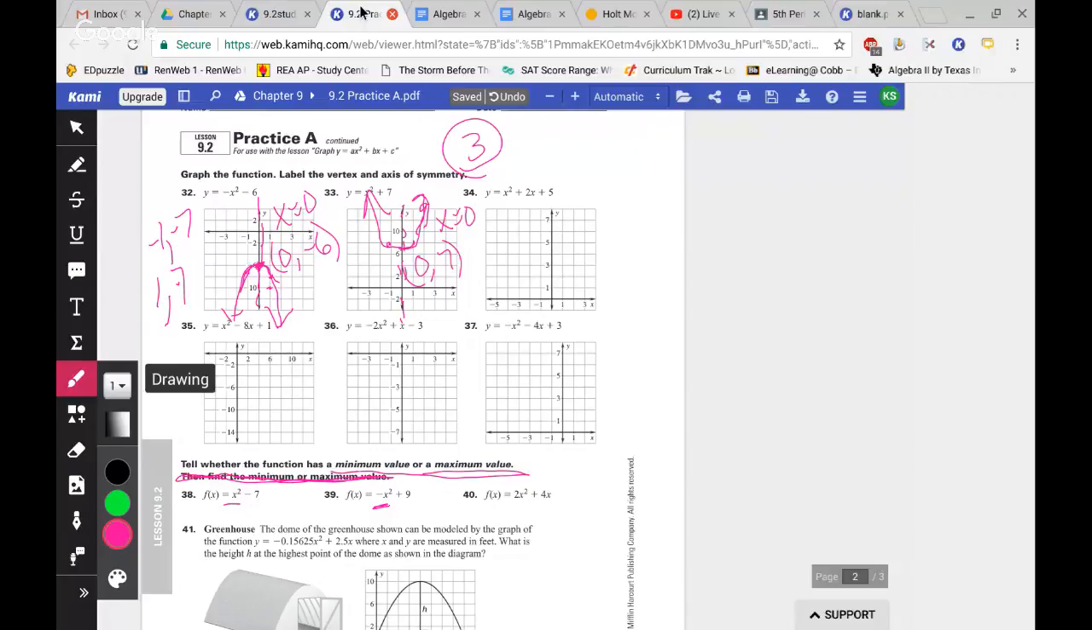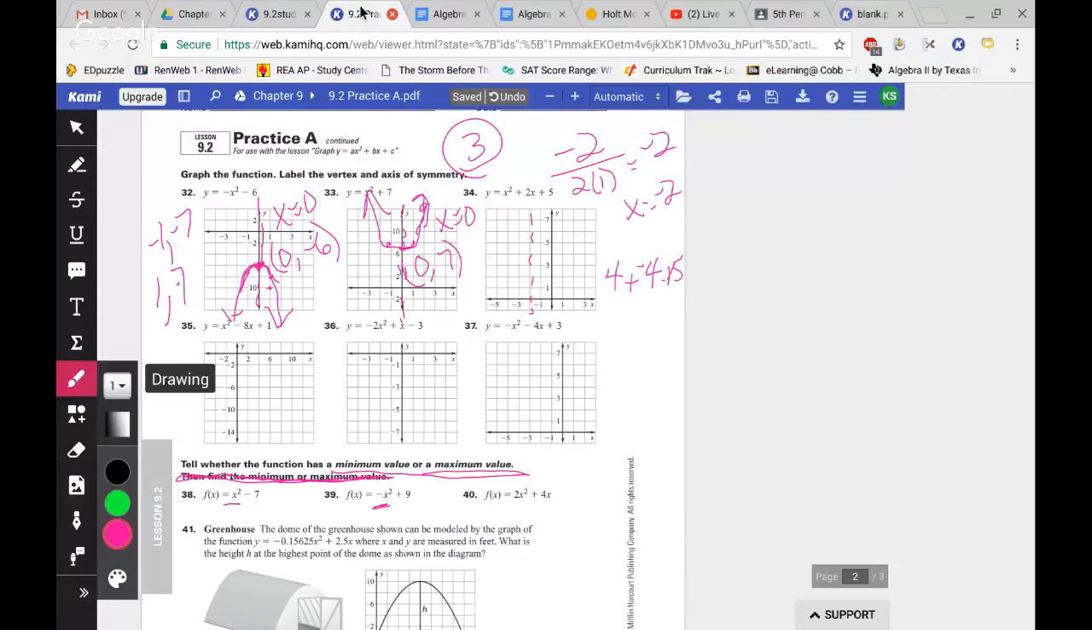My axis of symmetry here is the opposite of B, which is 2, over 2 times A, which is 1. So my axis of symmetry is x = -2. And then what I do to find my y is plug it back in: -2 squared is 4, plus 2 times -2, which is -4, plus 5.